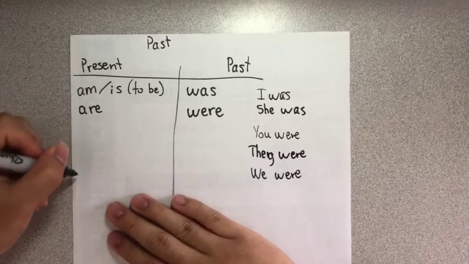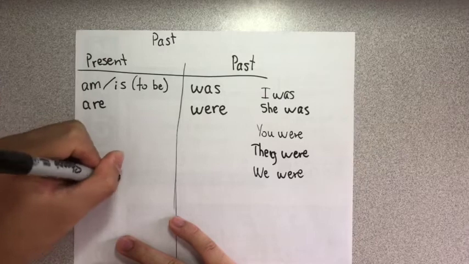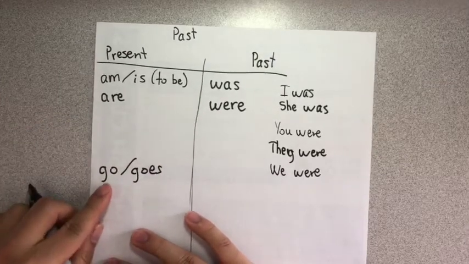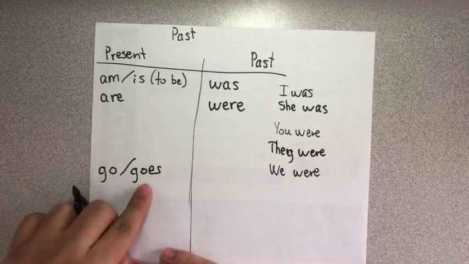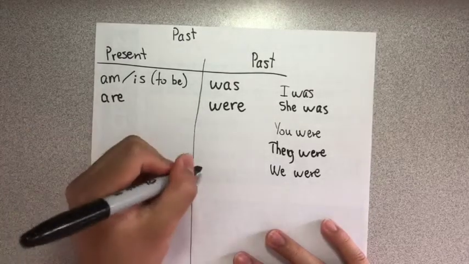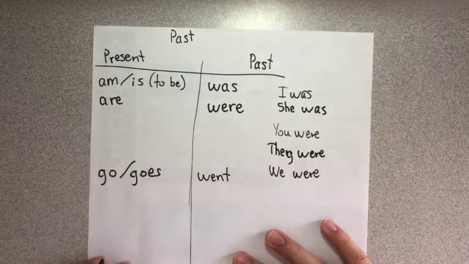And we also have go or goes. I go, you go, we go, they go. He goes, she goes, it goes. In the past, we say went.